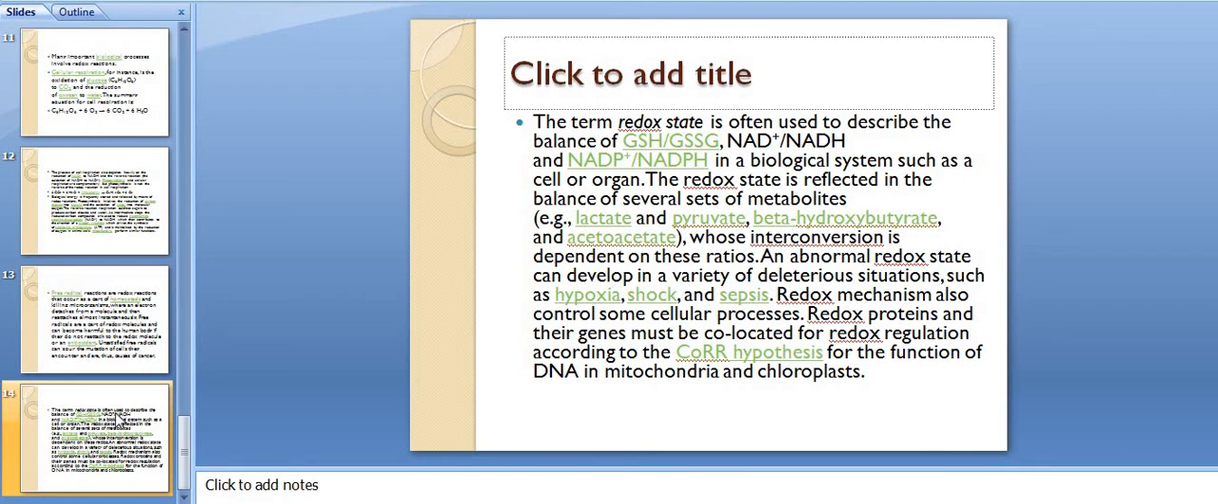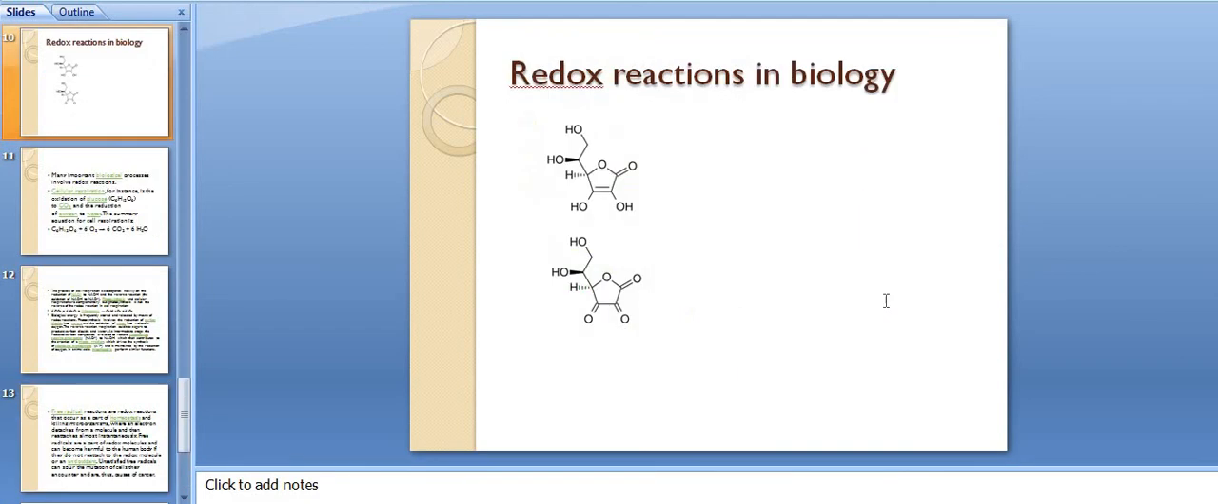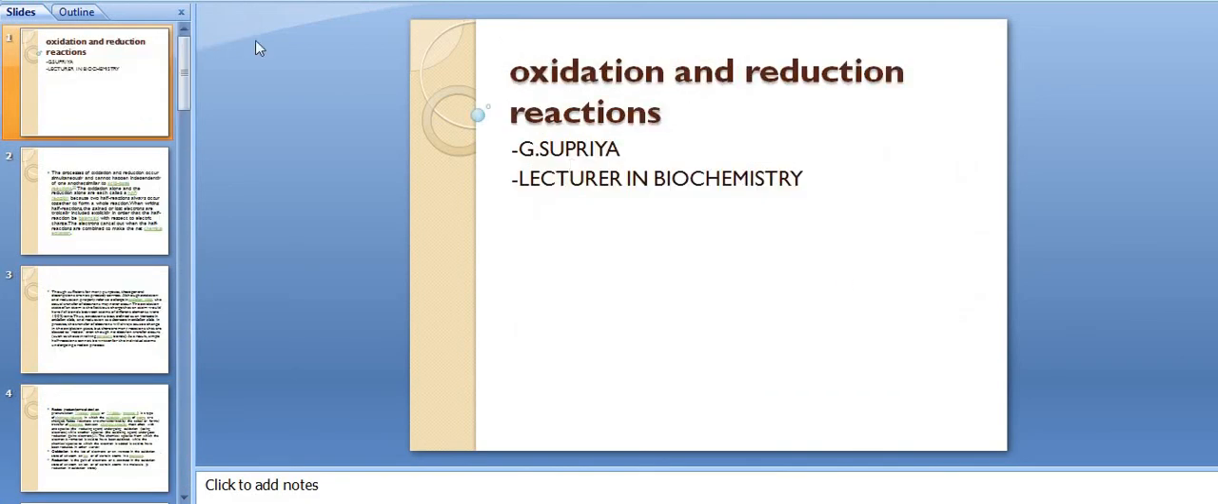An abnormal redox state can develop in a variety of deleterious situations such as hypoxia, shock and sepsis. Redox mechanism also controls some cellular process. Redox proteins and their genes must be co-located for redox regulation according to the co-RR hypothesis for the function of DNA in the mitochondria and chloroplasts. This is the overview of oxidation reduction reactions. Thank you.